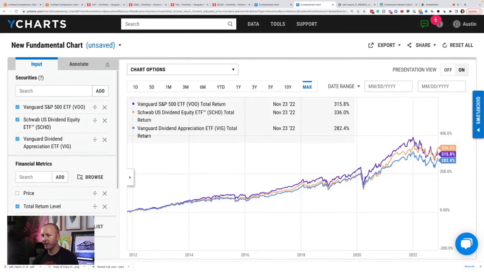Okay, and if we look at the total return of these two, and we're going max here, then you can see SCHD is up 336% since 2011. VIG is only up 282. This factors in dividends as well. And then VU, which is kind of crazy, this value-oriented dividend fund, SCHD, is actually beating VU over the last 10 years as well.